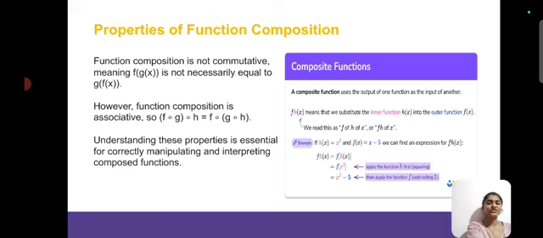Properties of function composition. Function composition is not commutative, meaning f of g of x is not necessarily equal to g of f of x. However, function composition is associative, so f of g of h is equal to f of g of h. Understanding these properties is essential for correctly manipulating and interpreting composed functions. Composition of functions uses the output of one function as the input of another.